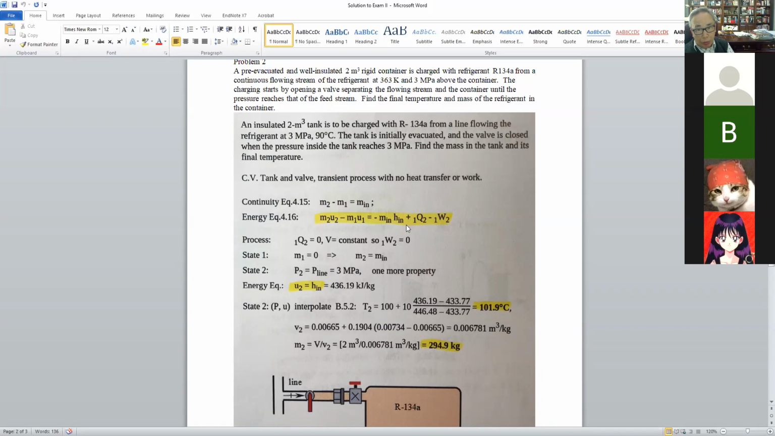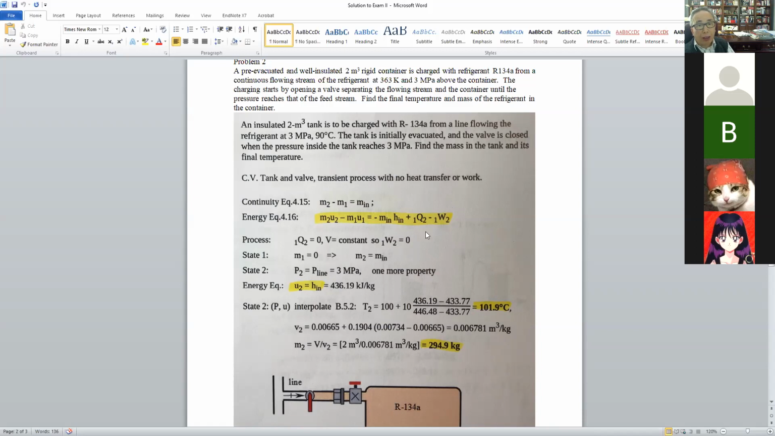There's no outgoing stream, so there's no outgoing term like this. The complete equation does have outgoing, so this is already simplified. There's no kinetic energy term. There's no potential energy term associated with this. And we also know the fluid doesn't do any work, no heat transfer. So these two terms can be further eliminated.